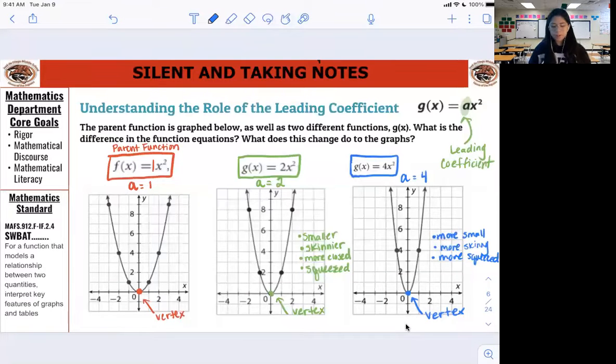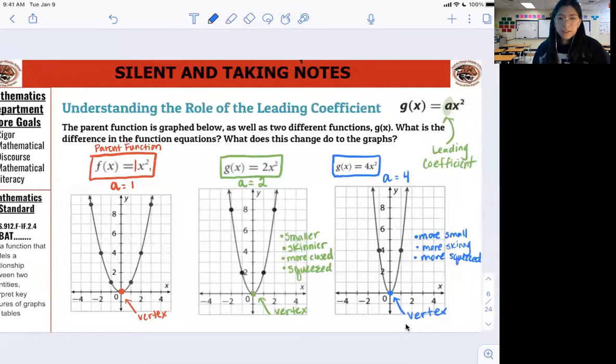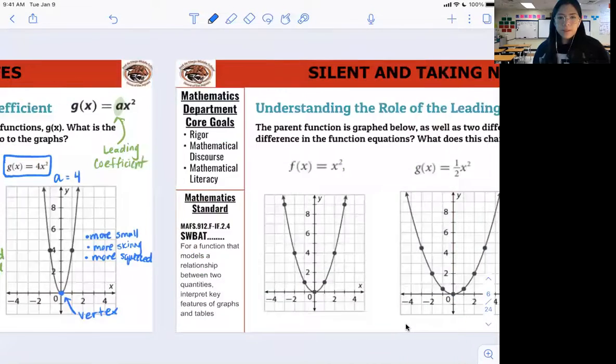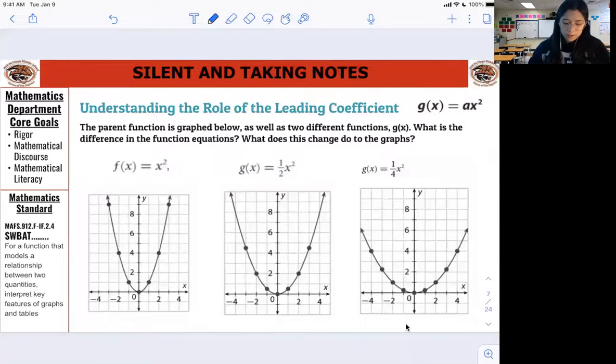Okay. So we're just kind of noticing these patterns. You don't need to write it all down quite yet, but I want us to start seeing what's happening here. Now let's look at some other examples. I still have the same parent function. We know that A equals 1. We know that it lives at the vertex, at the origin. And what's happening in these other ones?